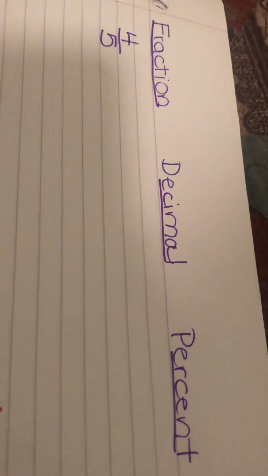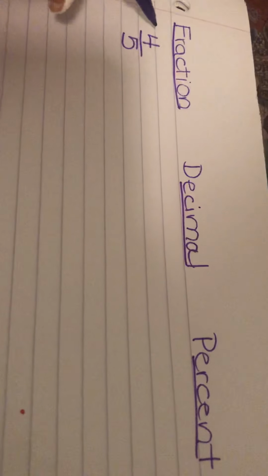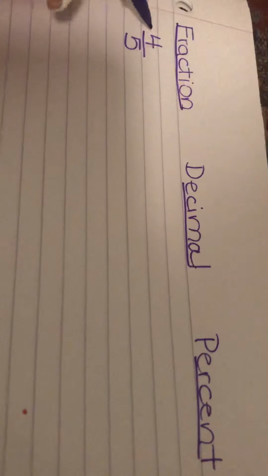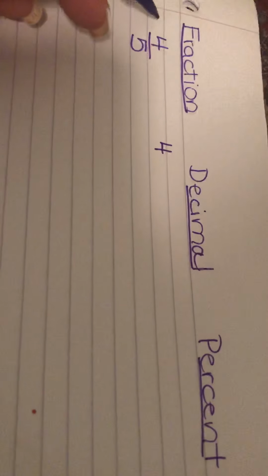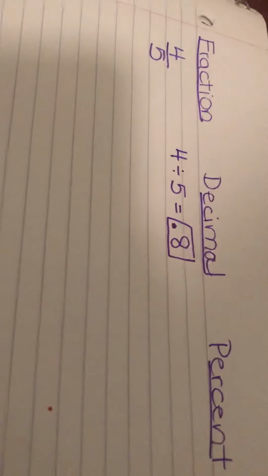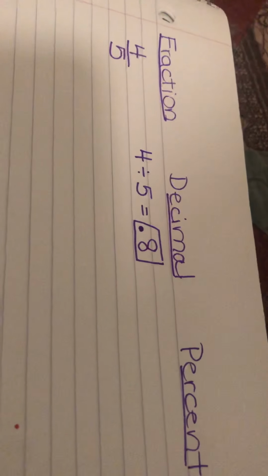To convert a fraction to a decimal, you're going to divide the numerator, the top number, by the denominator. So using your calculator, you will put in the numerator first, which is 4, the division sign, and then 5, the denominator. 4 divided by 5 is going to equal 0.8 or 8/10. So 4 over 5 is 8/10 as a fraction.